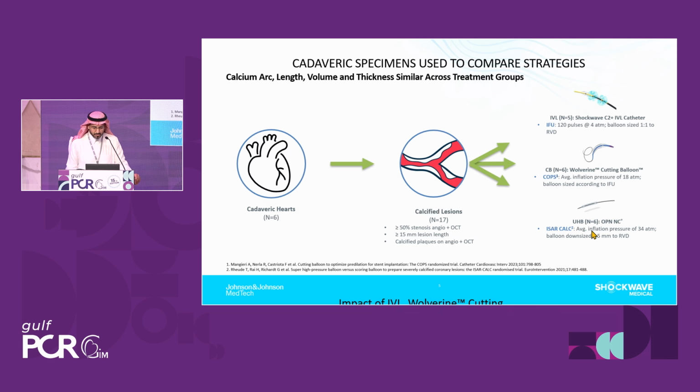And just to look at the characteristics of using the Wolverine and also the high pressure balloon. So this is a full therapy that was given for the Shockwave. This is an inflation pressure to 18 atmosphere, balloon size according to the images in the fluoro and the OCT images. And in the OPN, the inflation pressure at 34, balloon downsized to 0.5 millimeter to the vessel size. So they were being conservative in using the OPN, if you wanted to read it this way.